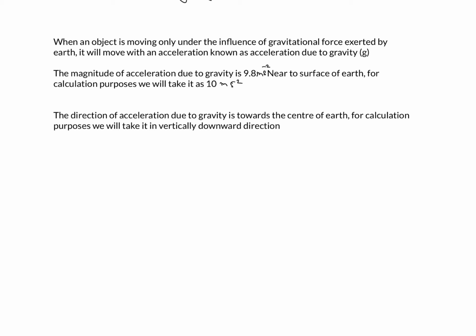So irrespective of whether the object is moving upward or downward, the direction of acceleration due to gravity will always be downward. Meaning if the object is moving with some velocity v in the upward direction, still the acceleration due to gravity is acting downward, or if the object is moving in the downward direction, still the acceleration due to gravity is acting in the downward direction. So we always take the direction of acceleration due to gravity as vertically downward. Now let's see how we'll solve questions related to motion under gravity.